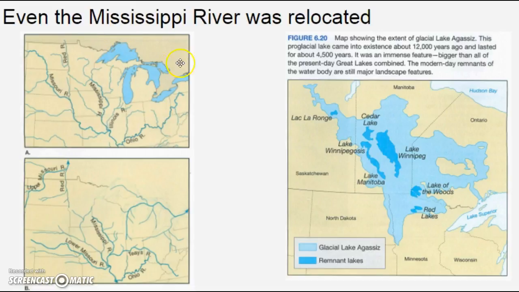So here we can see that glacial ice does not have any preferential treatment to anything. Even the Mississippi River and all the river systems that were in its path were reworked into the modern-day location. Here we can look at Lake Agassiz. This is a map showing the extent of the glacial lake. It's an ancient glacial lake. It was about 12,000 years ago and lasted about 4,500 years. It was an immense feature, bigger than all the present-day Great Lakes combined, and the modern-day remnants of the water are still major landscape features. So there's still evidence that this lake existed.